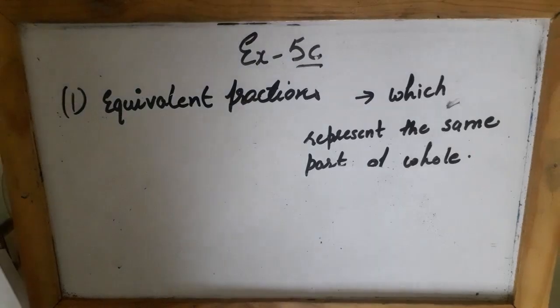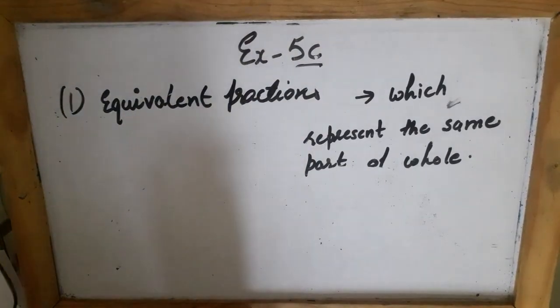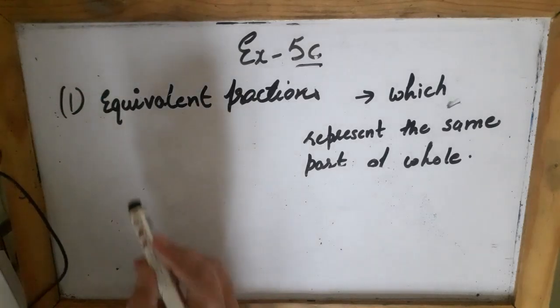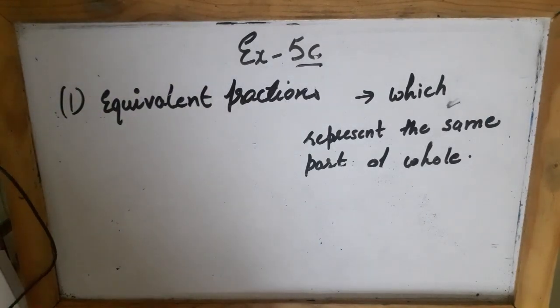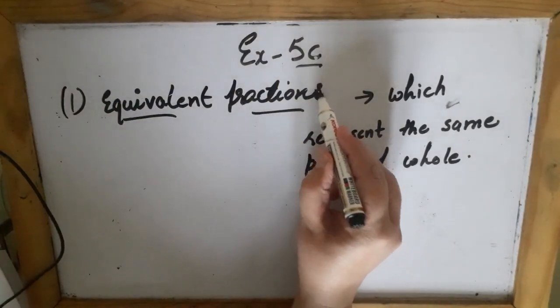Class, now we start with exercise 5C. In this, the first question says, write 5 fractions equivalent to each of the following. Now, before I start with this question, first of all, you should understand what equivalent fractions are. What do you mean by equivalent fractions?